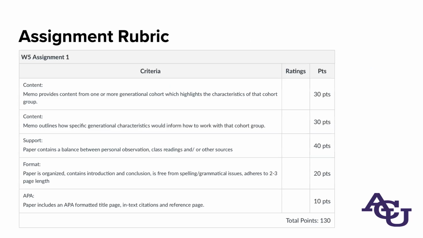All right. If we look at the rubric here, we see we have the requirement that you write specifically about generational cohorts, that there's outlining which specific characteristics are important in understanding how to work with them, that this is giving personal/professional observation, reference to the class readings and other sources, and then that last, it's an APA style and is well organized, formatted, proofread, etc.